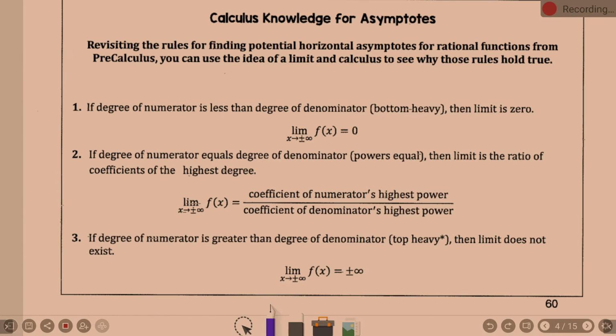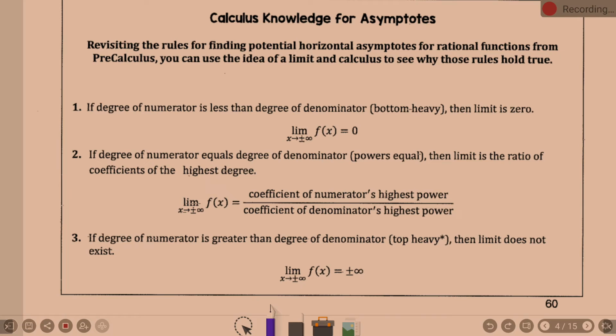Okay. So at the bottom, calculus knowledge for asymptotes. Revisiting these rules for finding potential horizontal asymptotes for rational functions from pre-calc, you can use the idea of a limit in calculus to see why those rules hold true. So 1, we just did this.